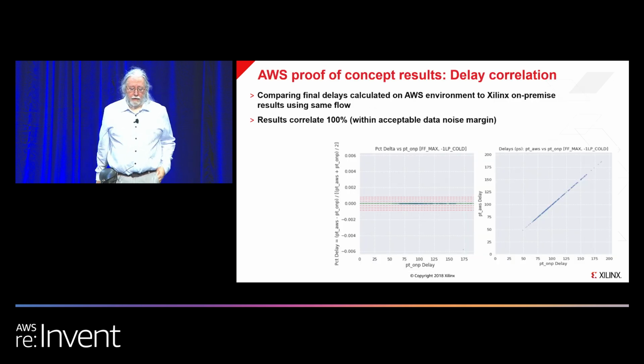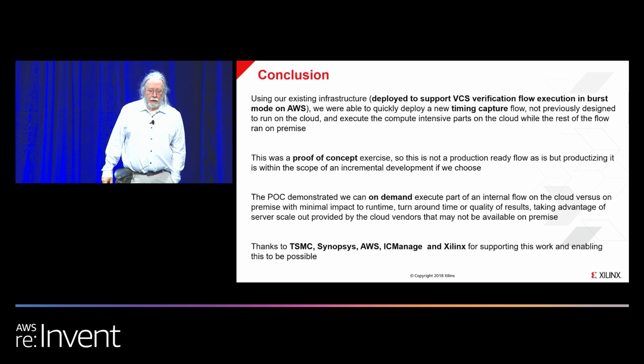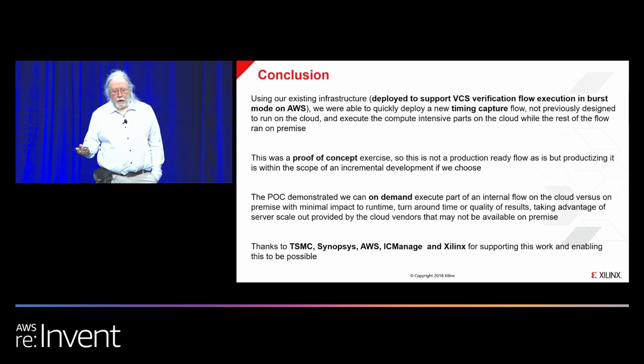Correlation, do you get the same answer? Yes. We ran it on Amazon, we ran it on-prem, we compare the numbers. They're within the noise floor that we would expect, so yes, the data comes out the same. Correlation's good. So from just a high-level conclusion, we are currently supporting VCS verification flow in burst mode on Amazon.